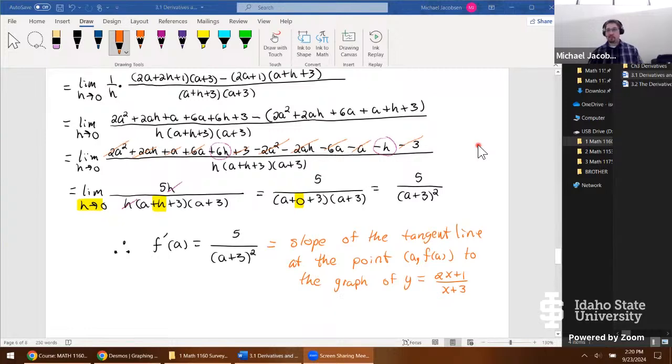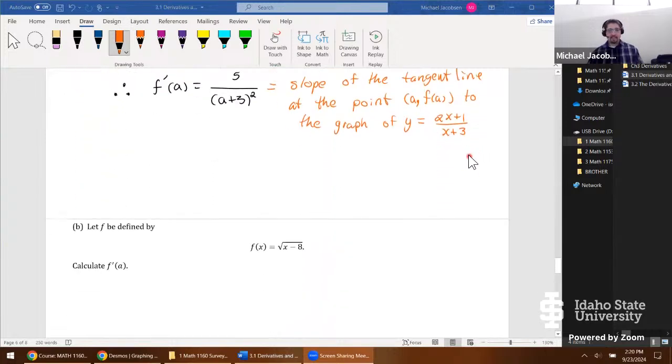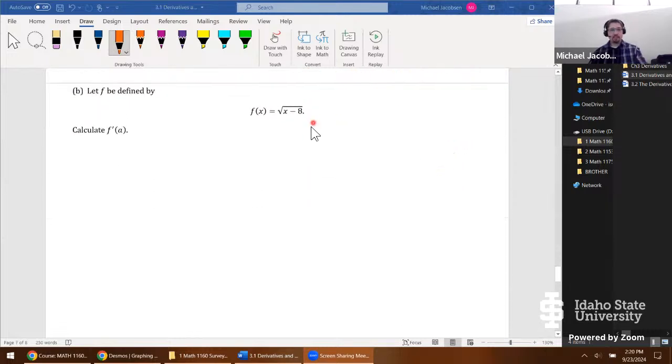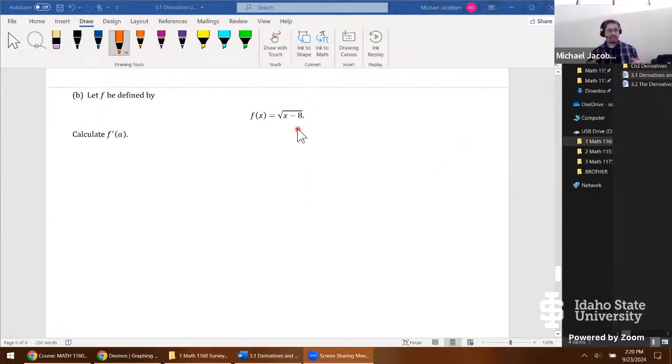Okay, well, let's try this out one more time. So same kind of process. We have a square root function this time. So if you're thinking conjugates, good on you. That's the algebraic trick for this one. And just like before, we're calculating f prime at a. So we just want the derivative essentially.